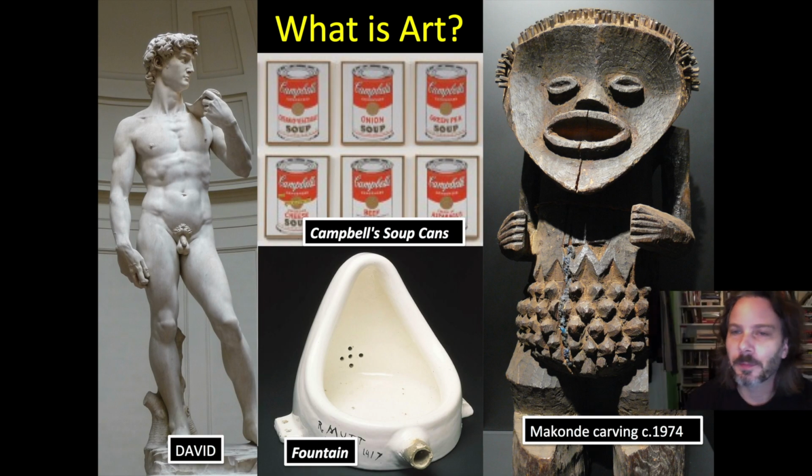What is art? We have pictured here 4 different works of art that represent very different artistic values. On the left is David. David is a Renaissance sculpture created by Michelangelo. It is a 17-foot marble statue that represents the biblical hero David, a favorite subject in the art of Florence. It was unveiled on September 8th, 1504.